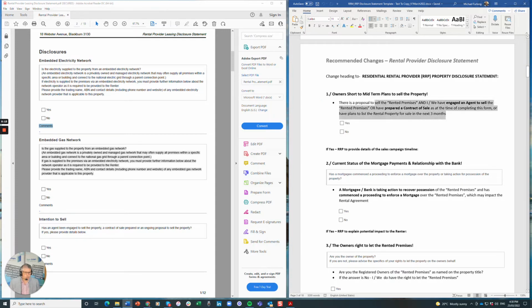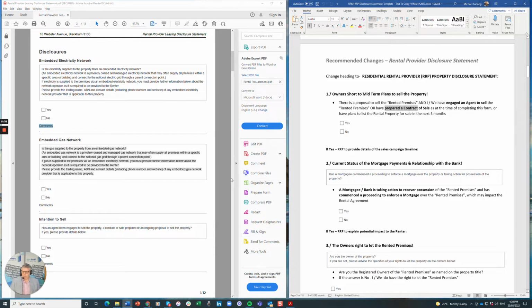So I've added a little bit of a change inside of there, which is basically there is a proposal to sell the rental premises, and I/we have engaged an agent to sell. Now what I've done is I've actually made some of these bold, just to highlight them, so it really stands out that this is what we're talking about.